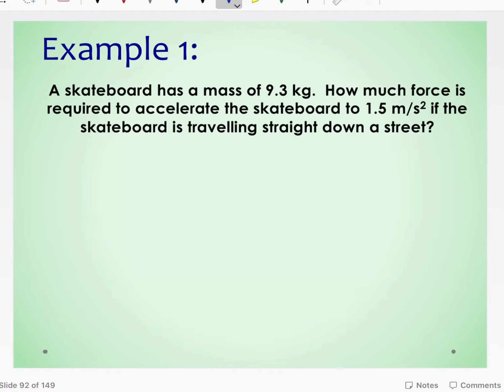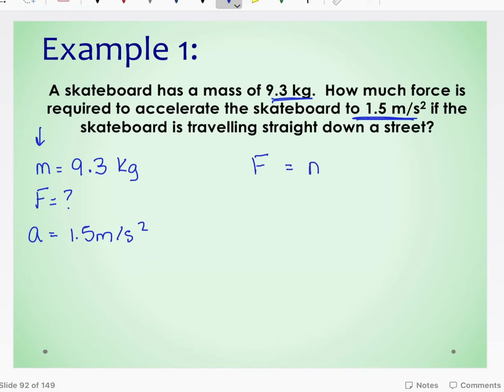A skateboard has a mass of 9.3 kilograms. How much force is required to accelerate the skateboard to 1.5 meters per second squared if the skateboard is traveling downstream? Let's always start by writing down the information we know. Mass is in kilograms, good. We're asked to solve for force, and my acceleration is 1.5 meters per second squared. With these three variables, I'm using my force formula, F equals m times a. I'm solving for force. I plug in my mass times my acceleration.